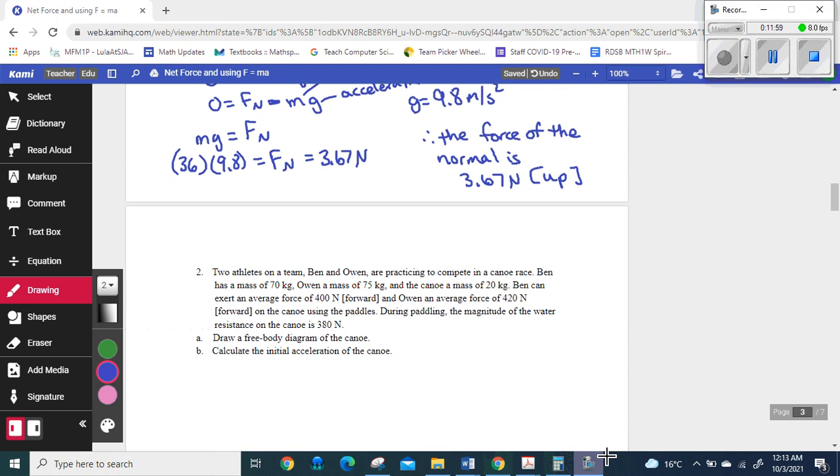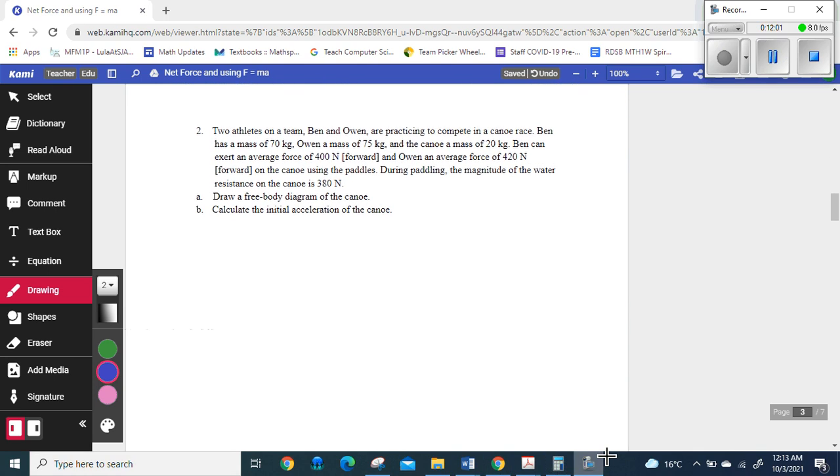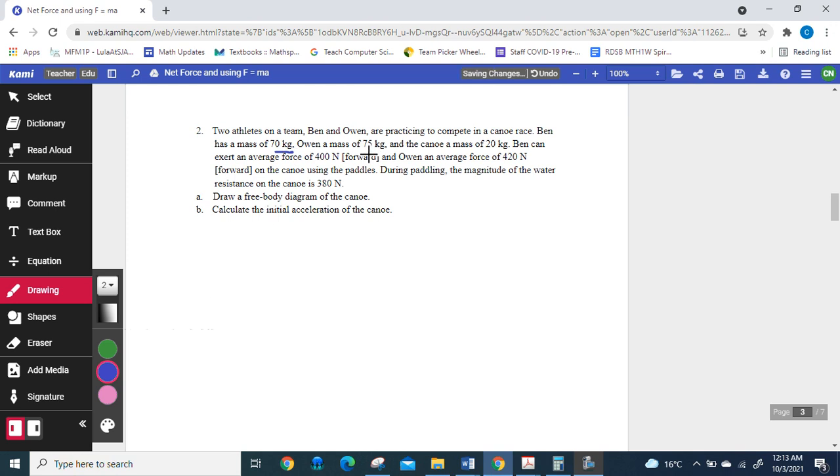All right. Now let's stick 2 athletes on a team, Ben and Owen. They're going to practice to compete in a canoe race. Ben has a mass of 70 kilograms. Owen has a mass of 75 kilograms. And the canoe has a mass of 20 kilograms. Ben can exert a force of 400 newtons forwards. Owen has an average force of 420 newtons forwards. And during paddling, the magnitude of the water resistance on the canoe is 380 newtons.